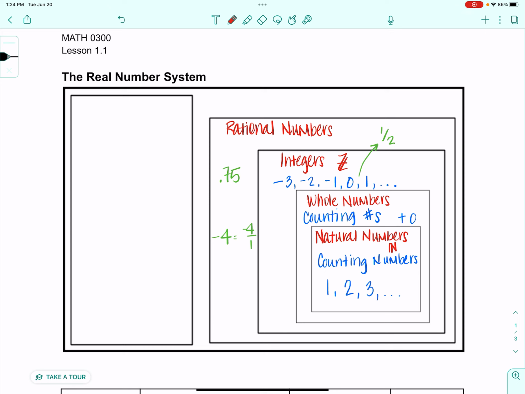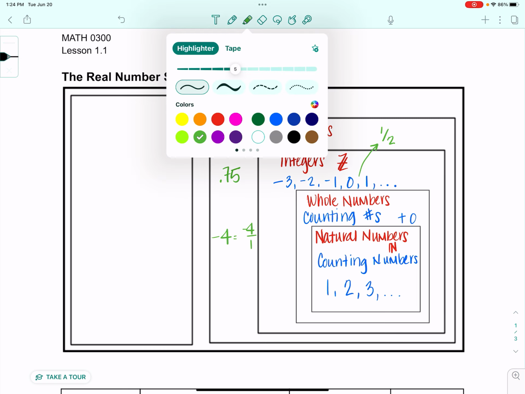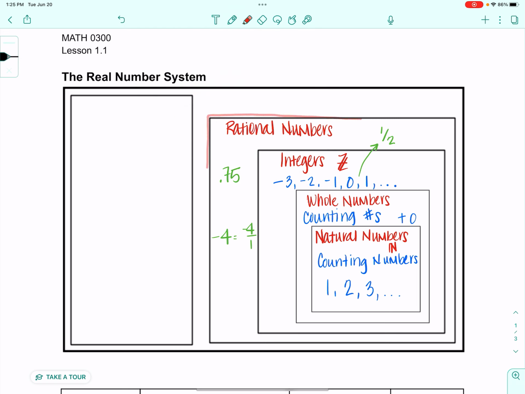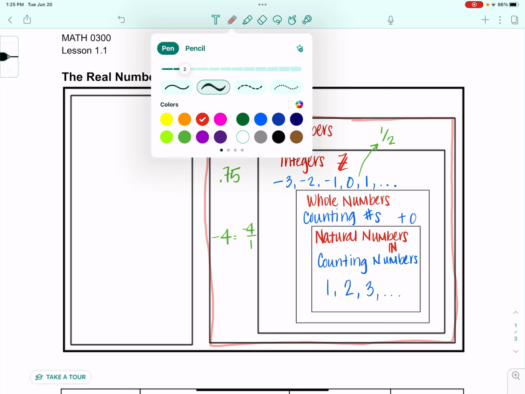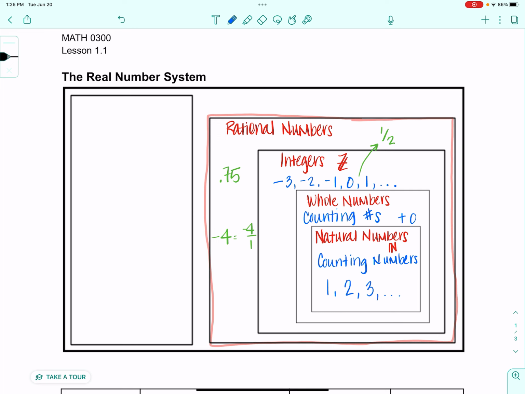All of these numbers are the rational numbers. Everything inside this, it might be a square, might be a rectangle, this quadrilateral right here. Those are all the rational numbers. But we've left out a couple. Some of you might be thinking, but wait a minute. I learned about pi in high school.